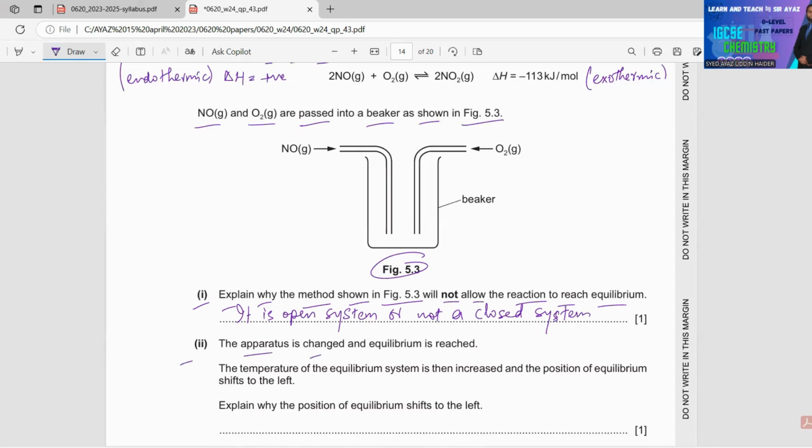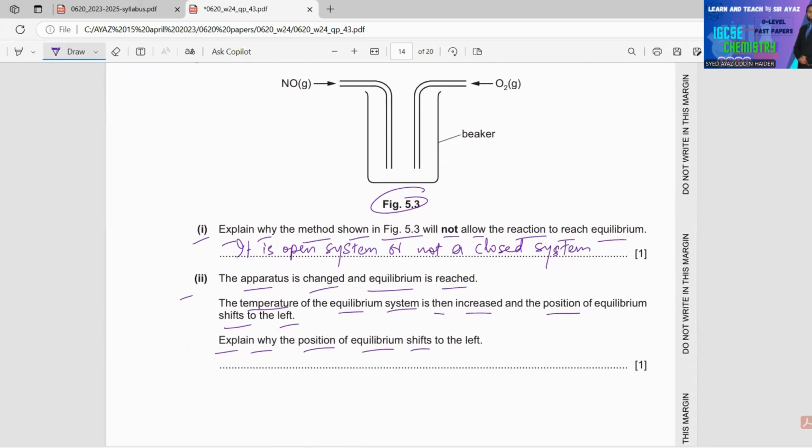Number 2, the apparatus is changed and the equilibrium is reached. The temperature of the equilibrium system is then increased and the position of equilibrium shifts to the left. Explain why the position of equilibrium shifts to the left. Definitely, if you look at the sign of the delta H, it's minus in the forward direction. And as I told you, if it's minus in the forward direction, which means it's exothermic, then the backward direction will be endothermic. So definitely it will shift the equilibrium to the left hand side. So you can either write forward reaction is exothermic or reverse endothermic.